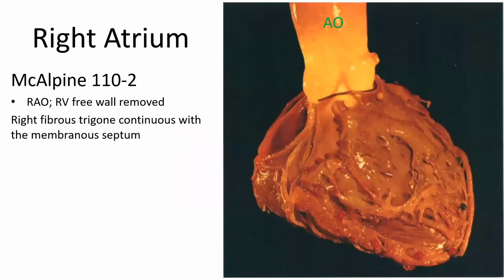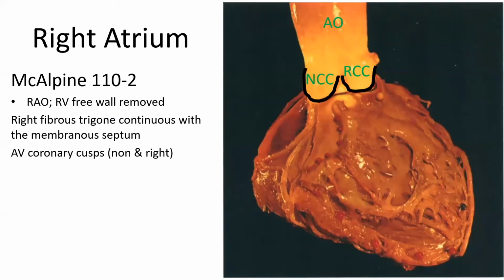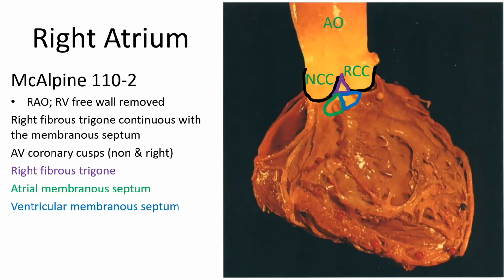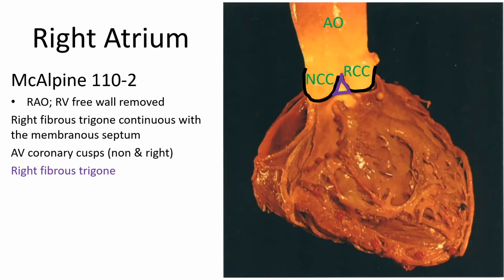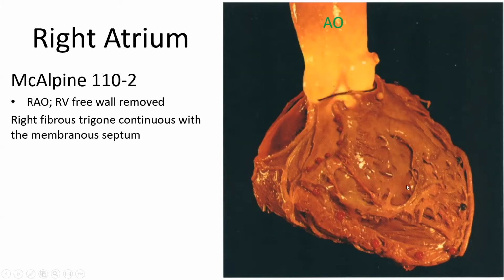So completely taking away the right heart here, we see the aorta, the non-coronary right coronary cusp, and this little triangular region is the right fibrous trigone. Continuous with that are the atrial membranous septum and the ventricular membranous septum. I'll back off so you can see the actual anatomy, and it's this right fibrous trigone that's continuous with the atrial and ventricular membranous septum here.